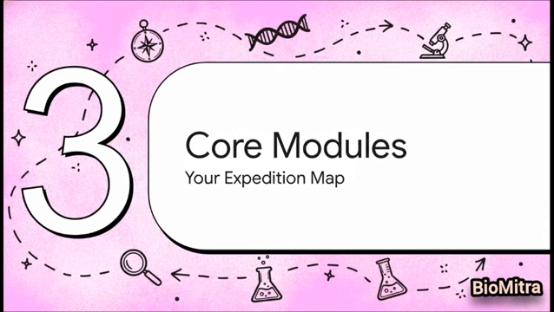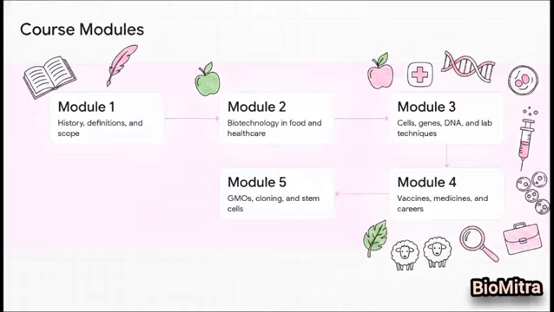Section 3, Core Modules and Concepts. Think of this as your expedition map for the semester. Over the course of the semester, you'll step through 5 really distinct modules. Step 1 lays the groundwork with history and definitions. Step 2 grounds all of that in reality with food, healthcare, and agriculture. Then, Step 3 gives you a simplified, and yes, I repeat, very simplified, overview of cells, DNA, and lab techniques like PCR and genetic modification. Step 4 ramps things up into amazing modern applications like vaccines, medicines, diagnostics, and even explores careers in the biotech industry. Finally, Step 5 tackles the heavy hitters, GMOs, cloning, stem cells, and the ethics surrounding all of it. It's a super logical escalation from the basic concepts right up to the thrilling real-world implications.